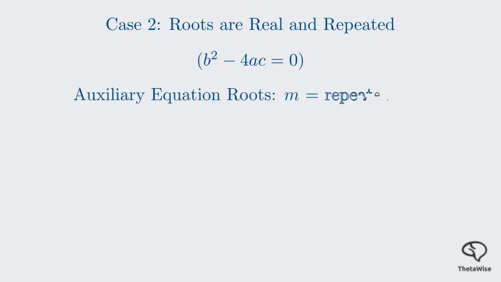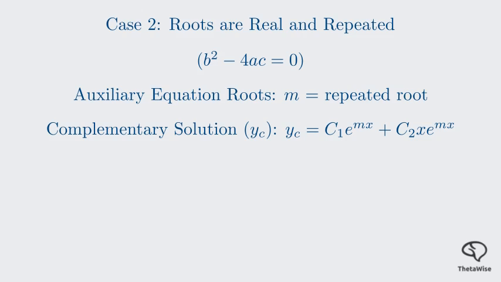When the auxiliary equation has a repeated real root m, the complementary solution takes on a slightly different form. The formula is yc equals c1 times e to the power of mx plus c2 times x times e to the power of mx. Notice that second term is the first term multiplied by x. This is what makes the two parts of the solution linearly independent, which is a key requirement for the general solution. Let's demonstrate this with an example.